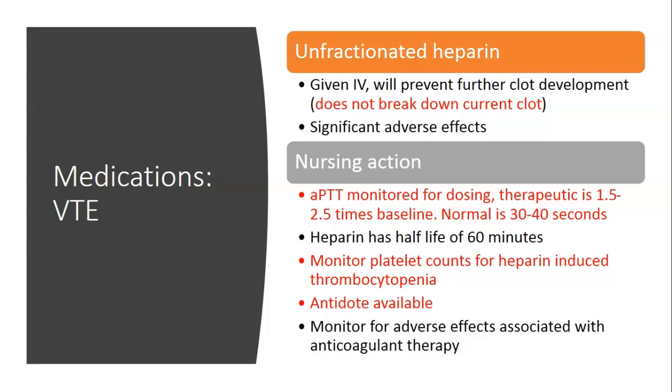aPTT monitoring for dosing. Therapeutic is 1.5 to 2.5 times the baseline. Normal is 30 to 40 seconds. Heparin has a half-life of about 60 minutes. You want to monitor platelet counts for heparin-induced thrombocytopenia, so make sure you know your platelet ranges. Have an antidote available. Do you remember what the antidote is for heparin? Protamine sulfate. And monitor for adverse effects associated with anticoagulant therapy.